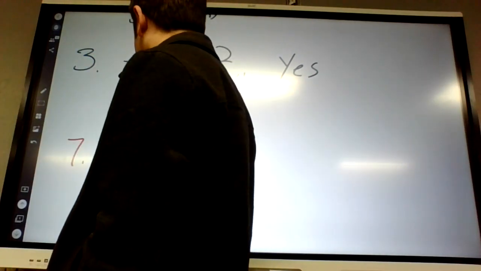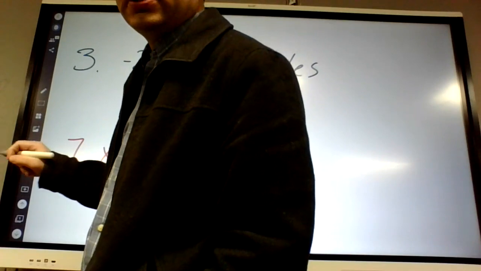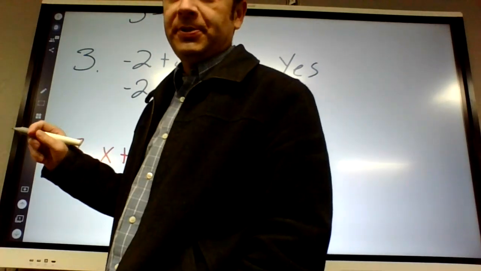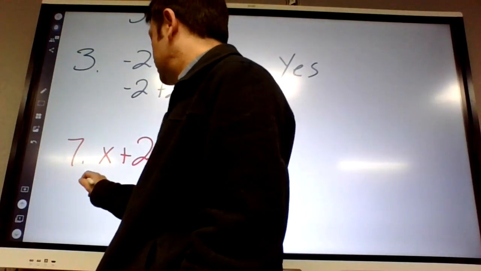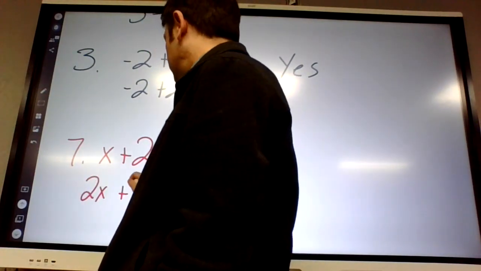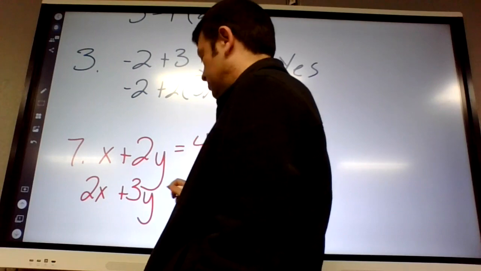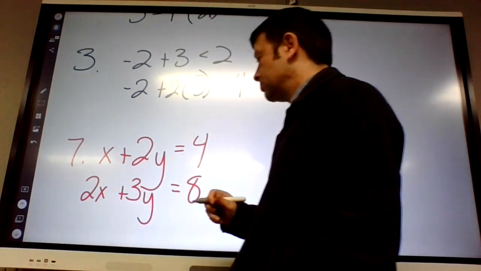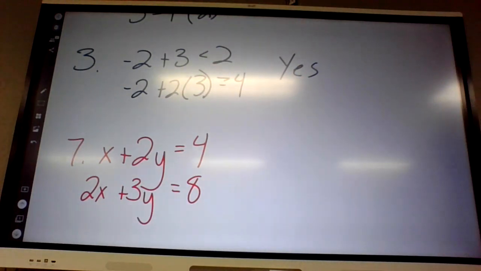Okay, number 7 says we're supposed to use substitution. Yes. Ooh. Do you guys like substitution or elimination better? I like elimination better, but anything is better than graphing. Shoot, I wrote on number 5 that graphs aren't that bad.